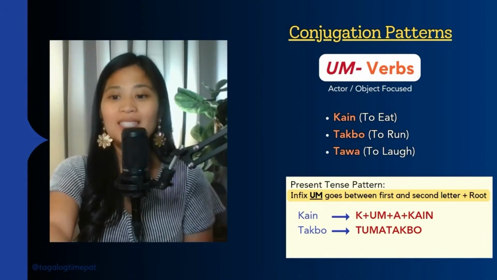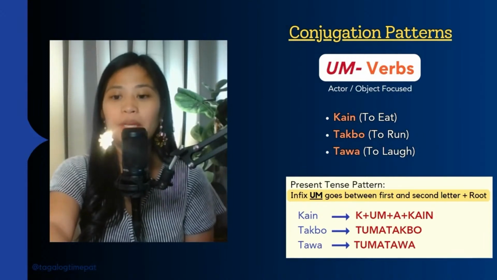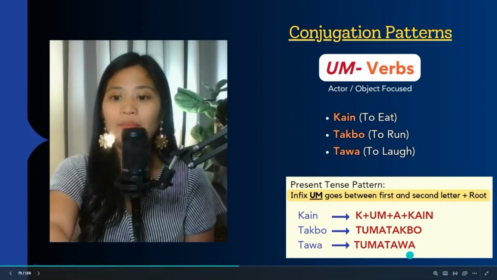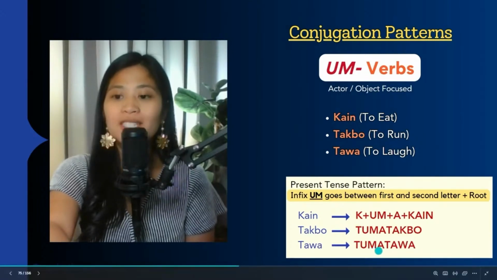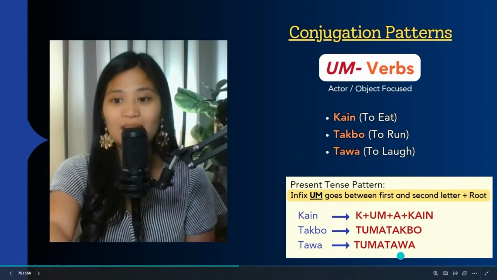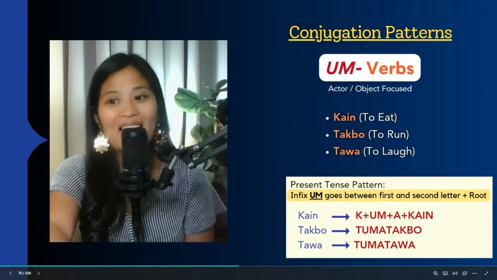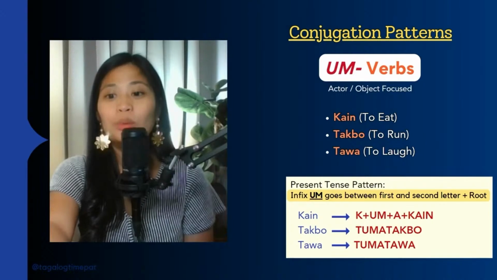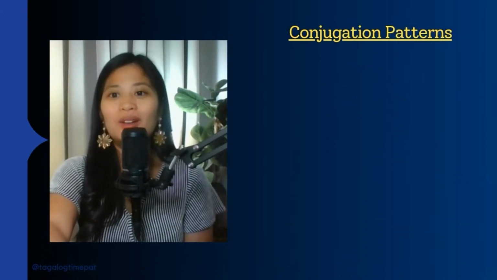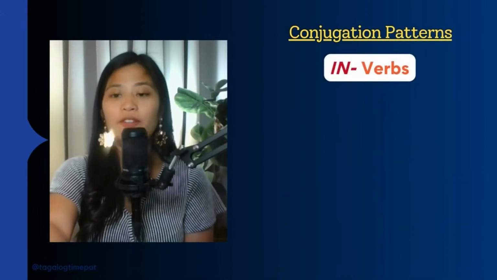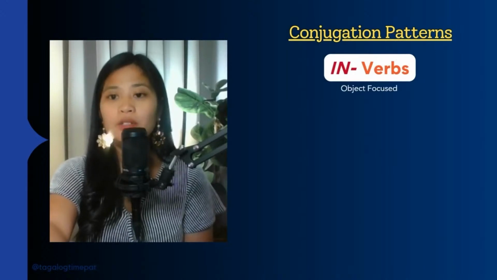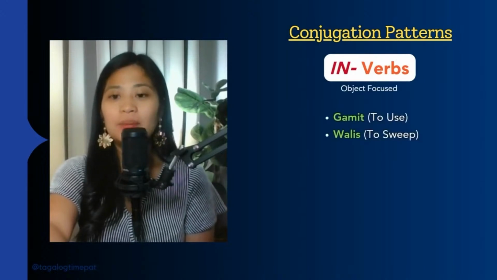In the present tense, tawa, to laugh, will be tumatawa. Um goes between the first and second letter, and then the root goes at the end. Tumatawa sila. They are laughing. Alrighty, now let's move on to in verbs. These are also object focused. And here are some examples.